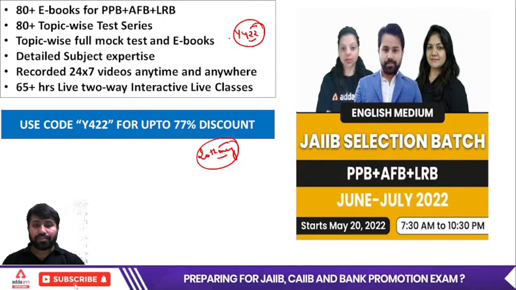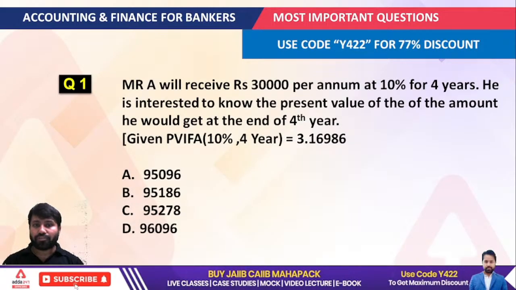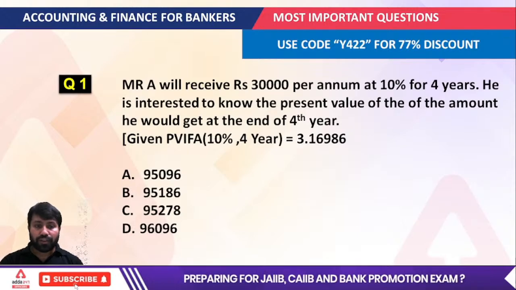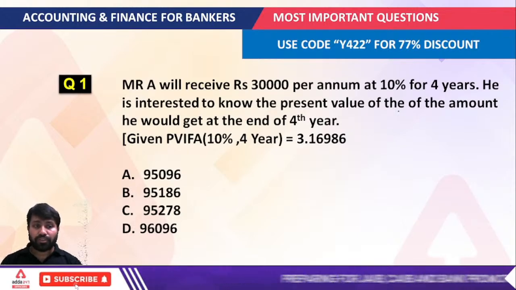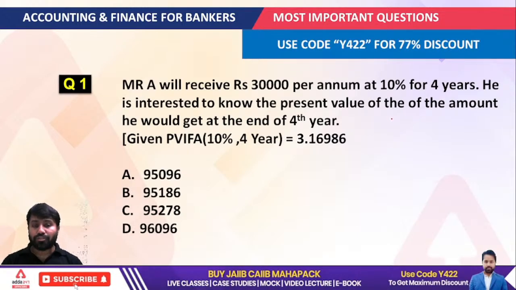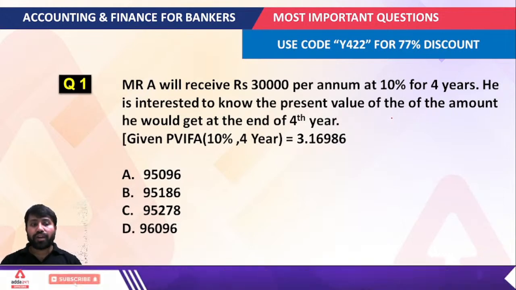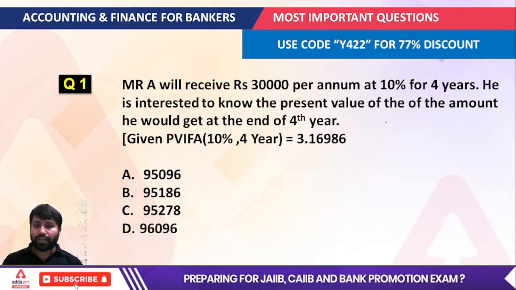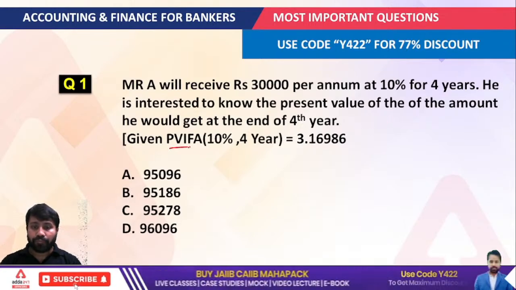Okay, so let's start today's session with the very first question of today. Mr. A will receive 30,000 per annum at 10% for 4 years, and he is interested to know the present value of the amount he would get at the end of the fourth year, and the value that is given is PVIFA. Okay, so PVIFA is given in this case.